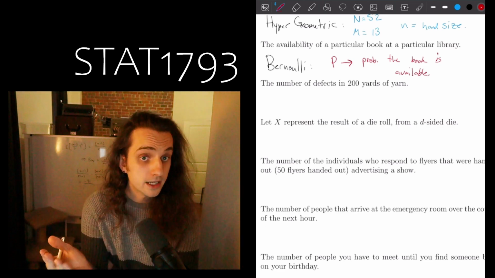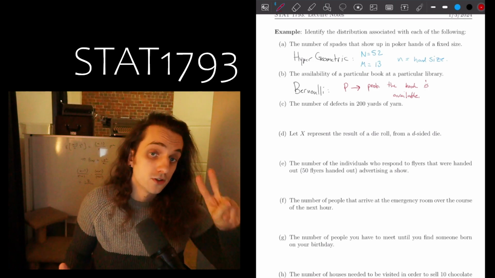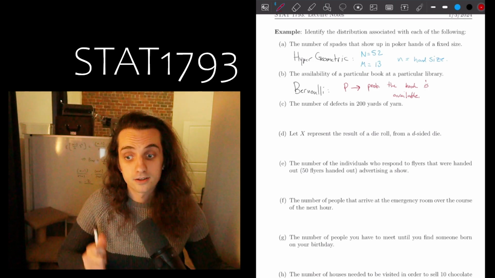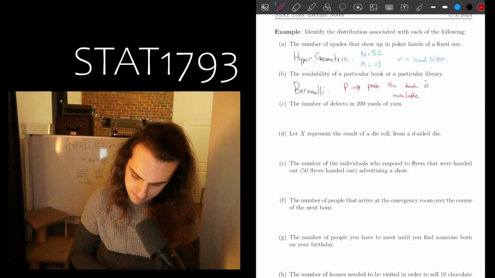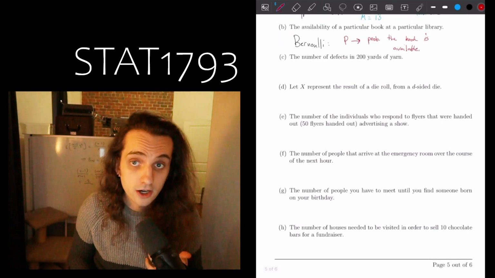Right? And so here, the reason that we know that is because it's a binomial experiment. There's only two possible outcomes. It's either there or it's not. Okay. And option C, the number of defects in 200 yards of yarn.